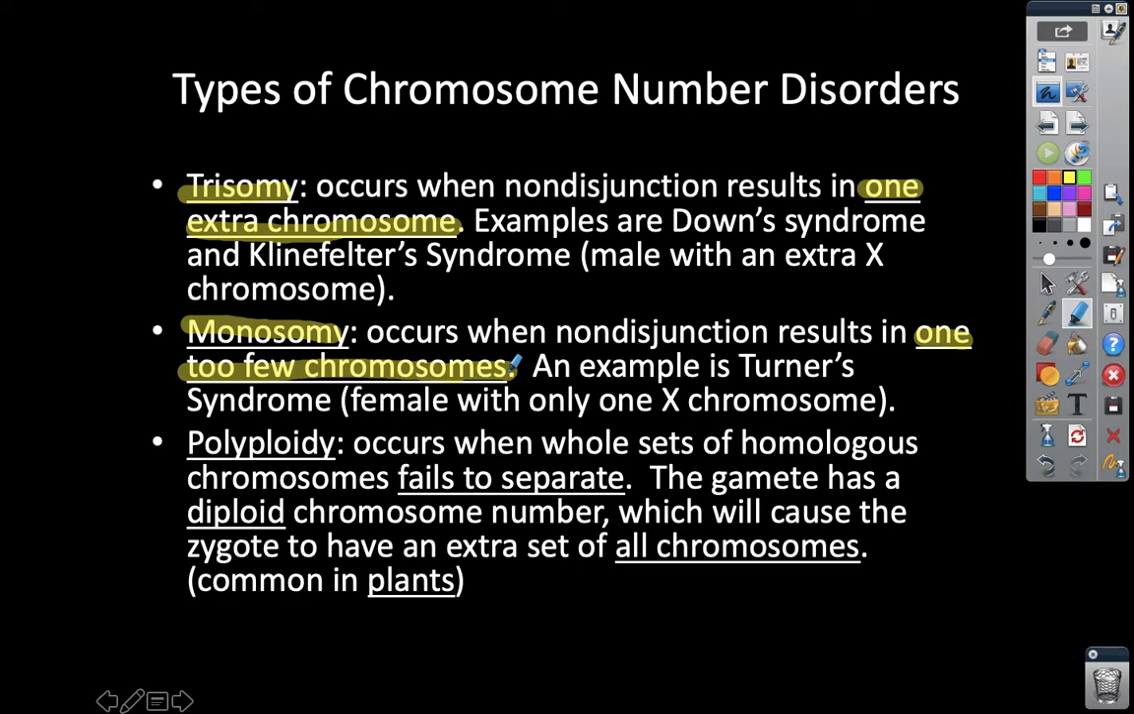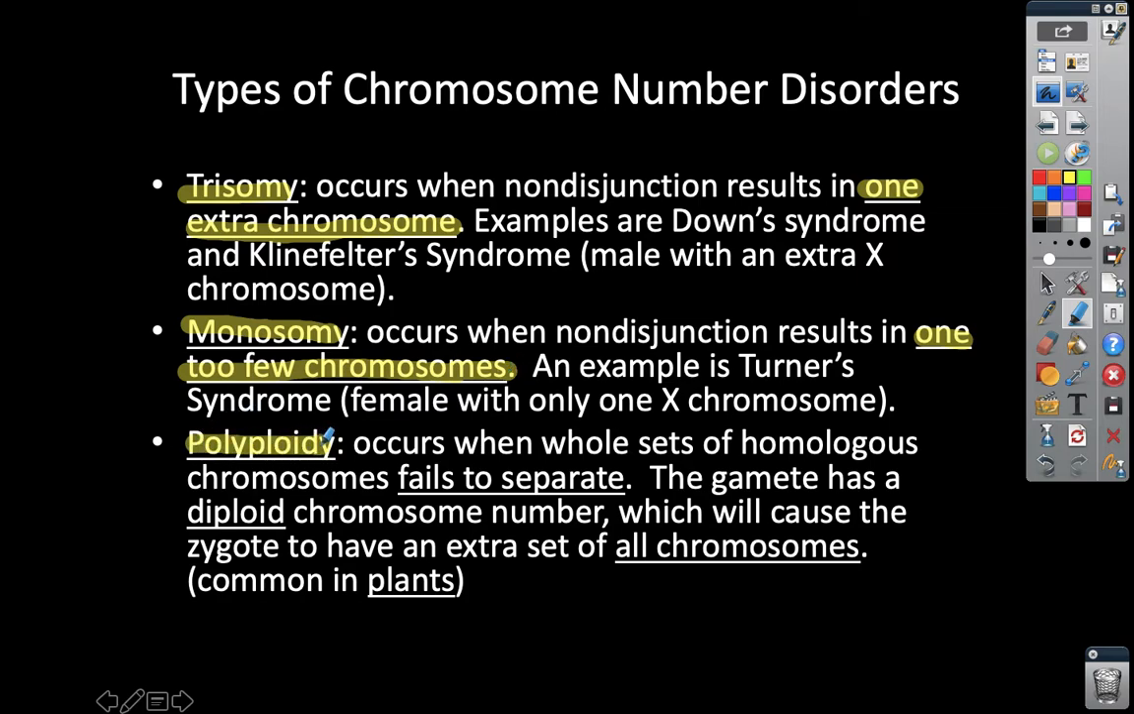So these people are considered female because they do not have a Y chromosome, even though they are missing one of the sex chromosomes. So the monosomy, again, is one missing chromosome. So you can also think of it as only having one chromosome at maybe a numbered position or at one of the sex chromosomes. All right, our last type of chromosome number disorder is called polyploidy.